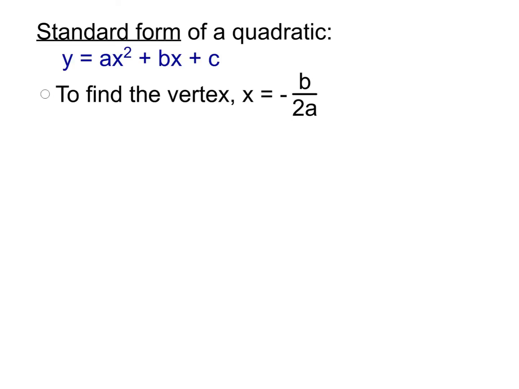To start with, put this into your notes. You want to put down what standard form of a quadratic looks like, noting where A, B, and C are in that equation. And then this little equation here, very important equation on how to find the vertex, that x equals negative b over 2a.